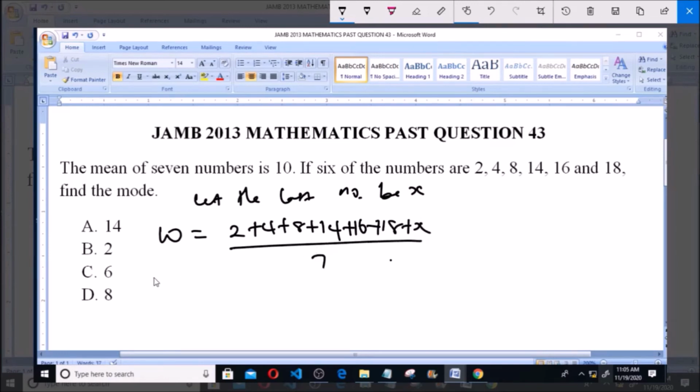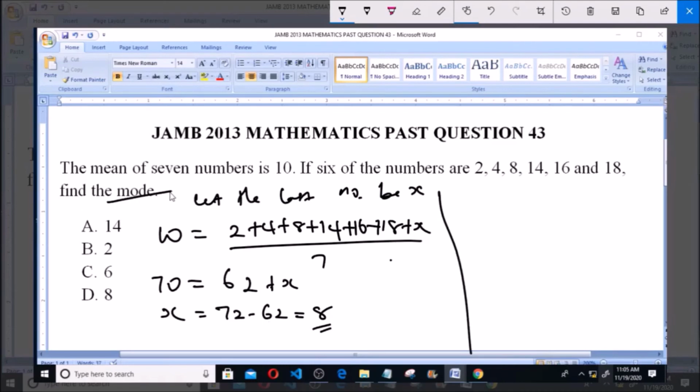So that means 70 is equal to 2 plus 4 plus 8 plus 14 plus 16 plus 18, which will give us 62, plus x. So from here, I can now say that x is equal to 70 minus 62, which is equal to 8. So now we've gotten the last number to be 8. Now the question requires us to find the mode.